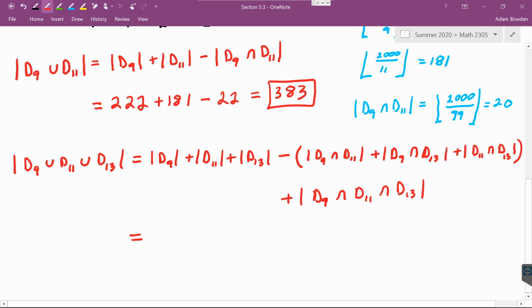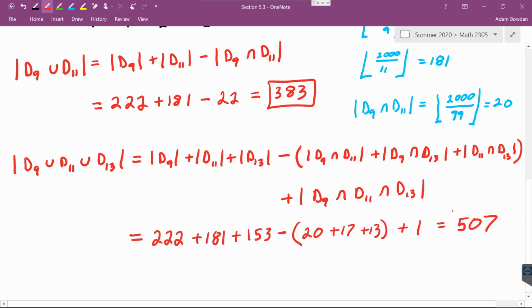Okay, so I'll work the numbers out here. I'll write the numbers out for each of the individual things. The number divisible by 9, we figured that out to be 222, and then 181. And then the number divisible by 13 is 153, subtracted by the intersections. So we figured out 20 for 9 and 11. If we do it for 9 and 13, we can get 17. And for 11 and 13, we can get 13. And then divisible by all three, if we check that out, we'd actually just have 1. So this all comes out to be 507.